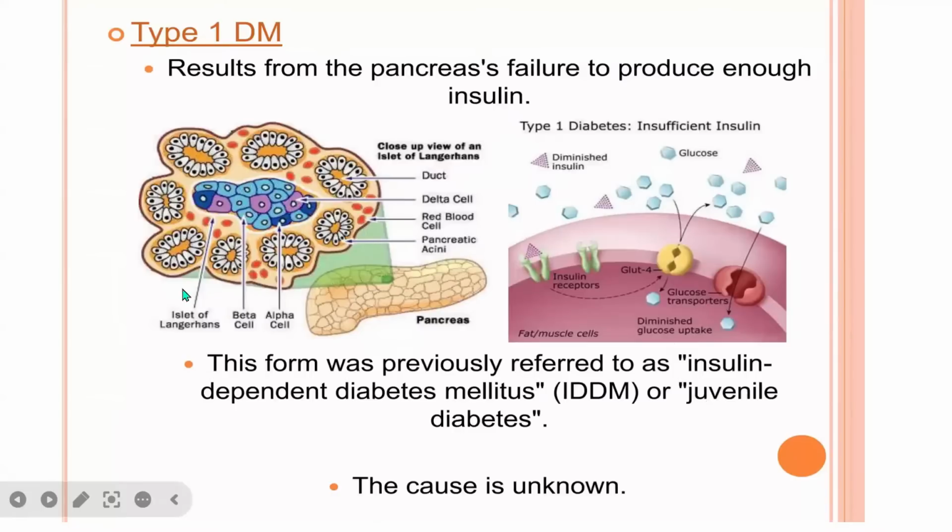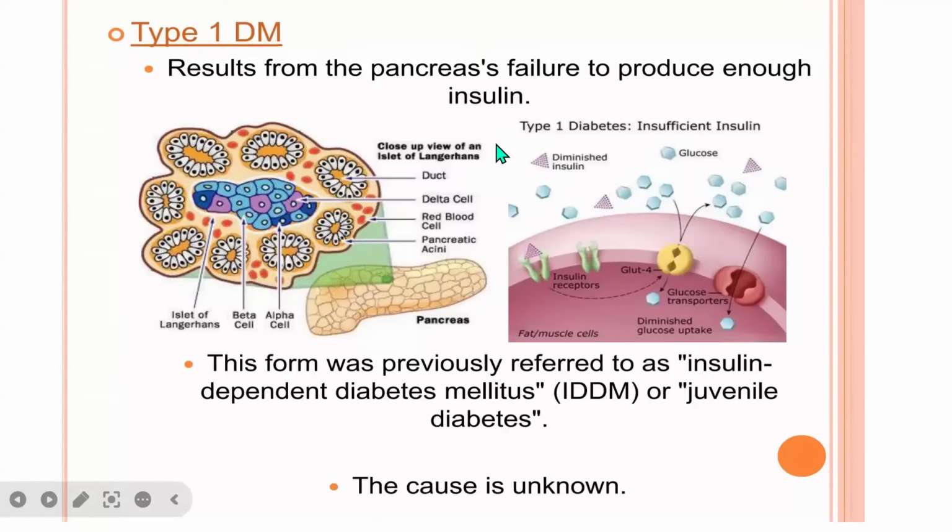So now let's look at it very clearly. In the pancreas, we have different cell types. We have the islets of Langerhans, we have beta cells, and we have alpha cells. And each of these cells has its function. We'll look at them one after the other. And of course, this is the structure of the pancreas. So let's look at how the disease occurs.